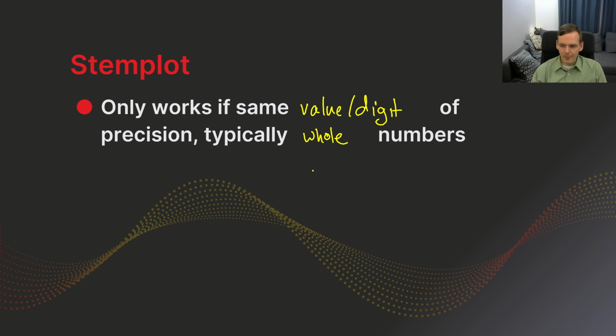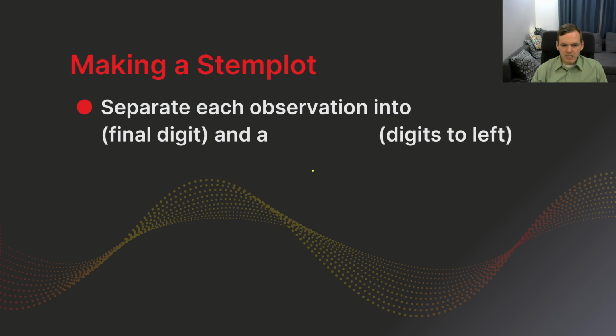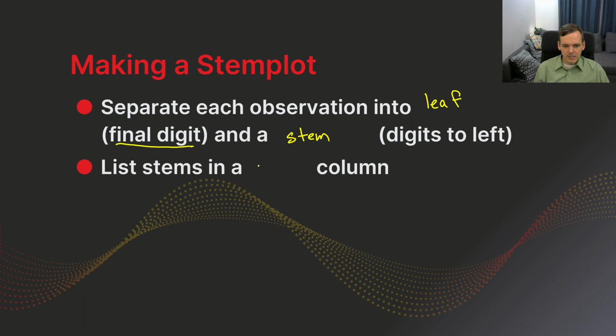numbers, things like that. The way that we make a stem plot is to separate each observation into a leaf, because sometimes these are called stem and leaf, and a stem. The leaf is the final digit, whatever the final digit is to the right, and then the stem is everything else off to the left. Then what we do is list the stems in a vertical column.